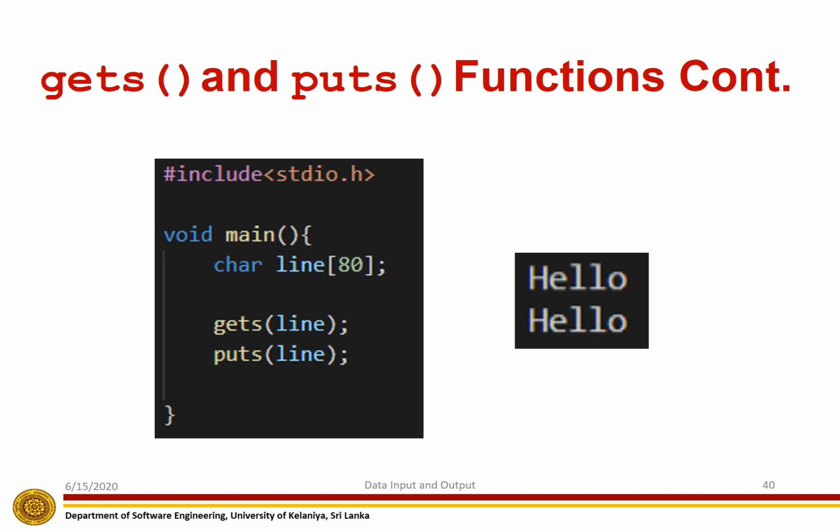In here, gets with the argument line inside the parenthesis, and puts with line inside the parenthesis. From gets it will take the input as hello and give the output as hello in the same way. On the other hand, the scanf and printf functions in the early examples can be expanded to include additional data items, but in here we can't do that. So those are the main things you want to know about the gets and puts functions.